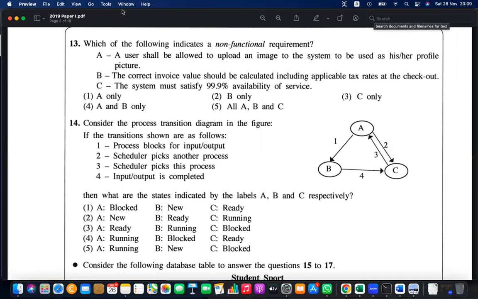So these are the differences. Functional means directly the requirement. Non-functional means the restrictions to those requirements. User shall be allowed to upload an image. That is a functional requirement. The correct invoice value should be calculated at the acceptable tax rate. It's a functional requirement. And the system must satisfy 99% availability of the service. That is a restriction. That is a non-functional requirement. The answer is number 2, B only, for question number 13.